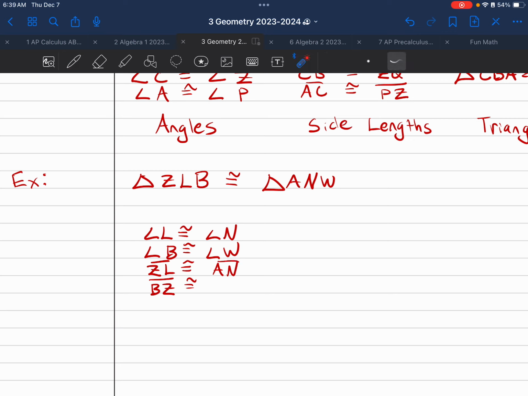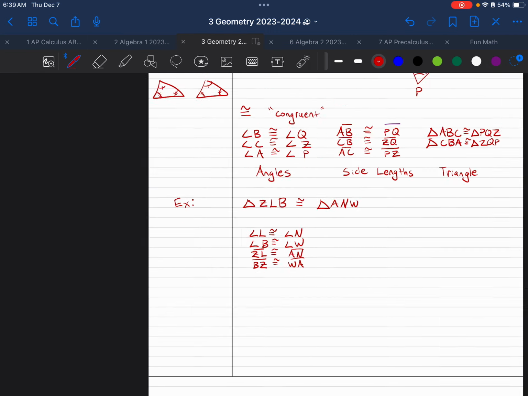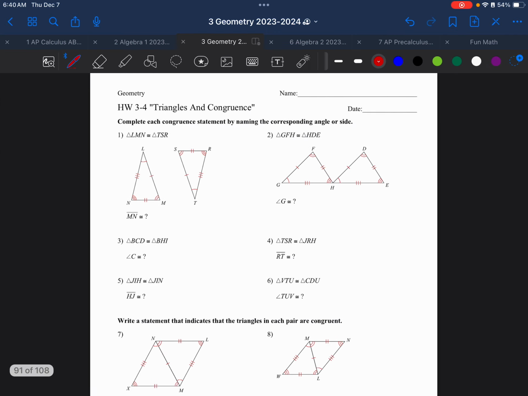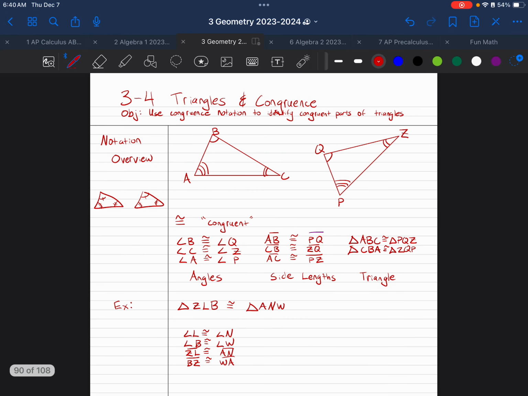And then finally over here, BZ is third then first, so I should go third then first. It'll be WA. So that's how you do congruency statements. So I think that's everything. Let me go ahead and check over here. There's one thing that I did miss.